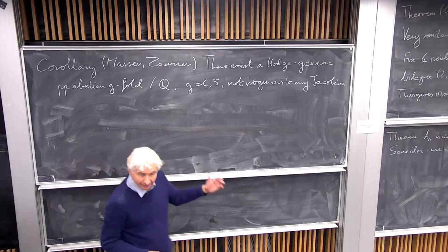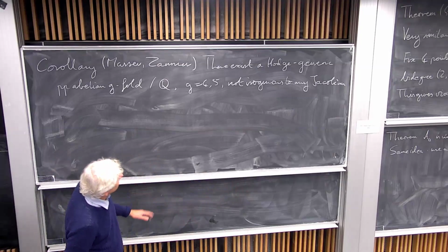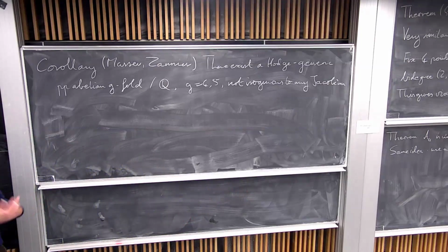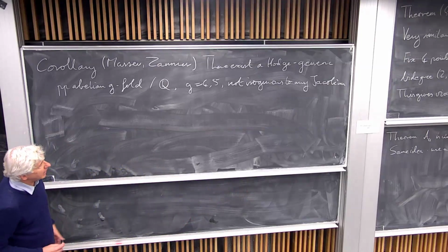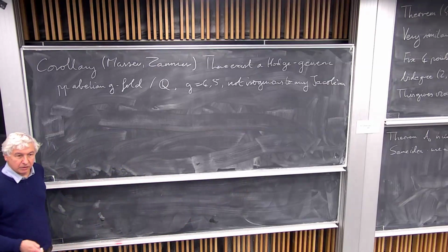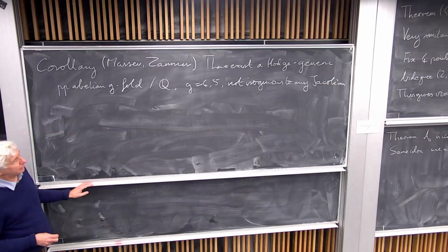Sorry, yes? What is meant by Hodge generic? Hodge generic. Well, it means the Mumford-Tate group is what you would expect, GSp, but really what it means is it's not lying in any special subvariety, anything that's defined by some modular conditions.